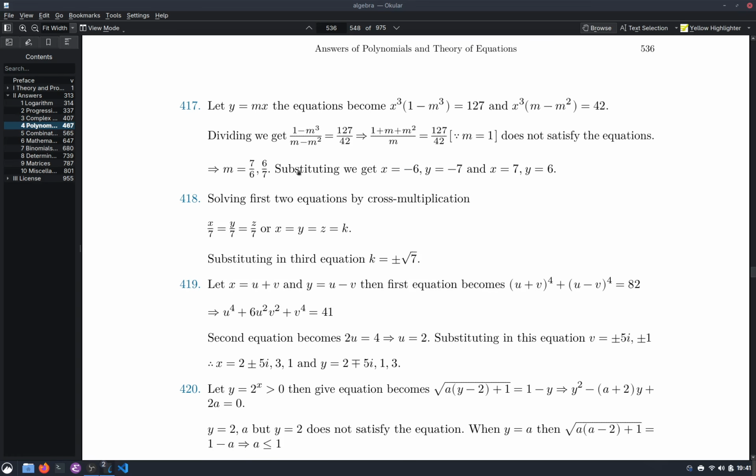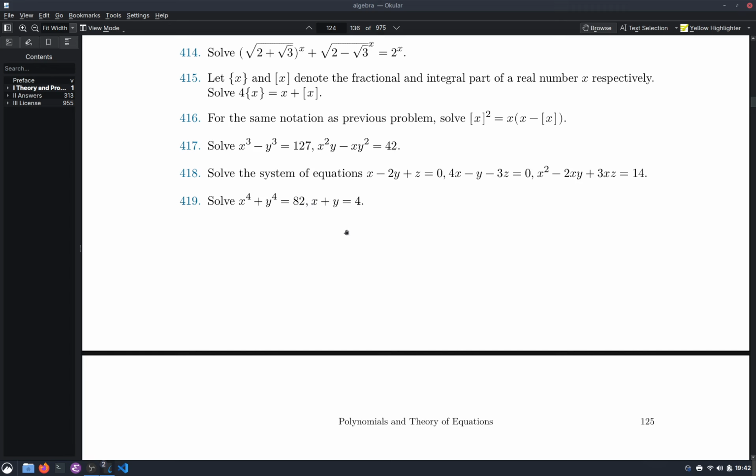So we do the cross multiplication for the first two equations. We get x by 7 is equal to y by 7 is equal to z by 7. So that means x is equal to y is equal to z is equal to k. We take some constant k. Now once you have k, you plug it in the third equation.